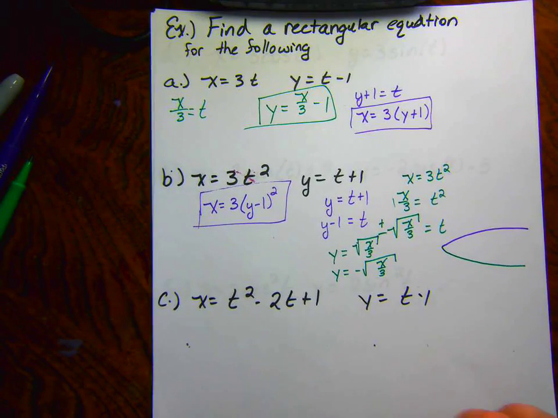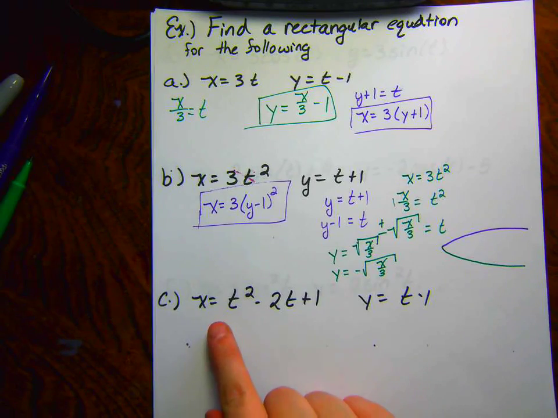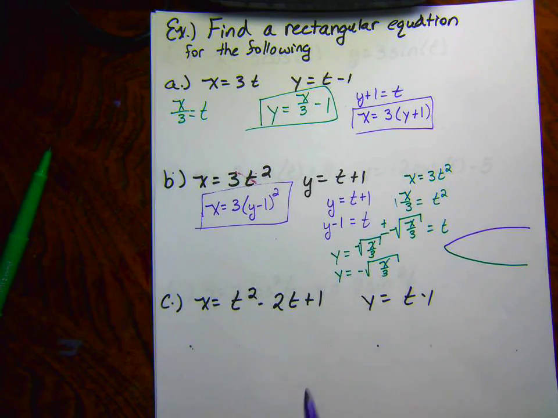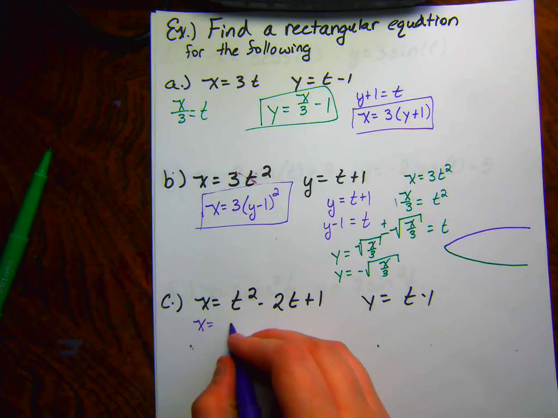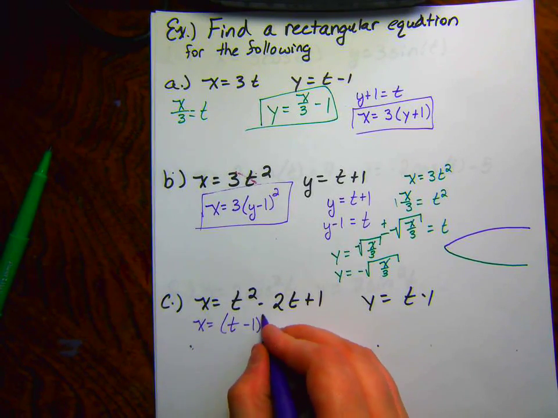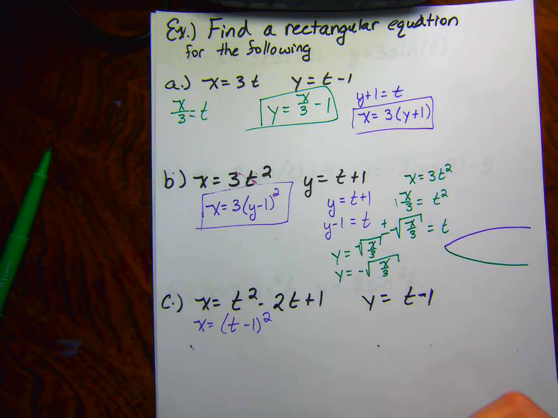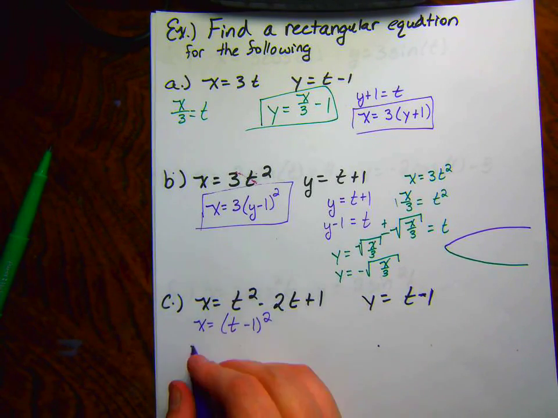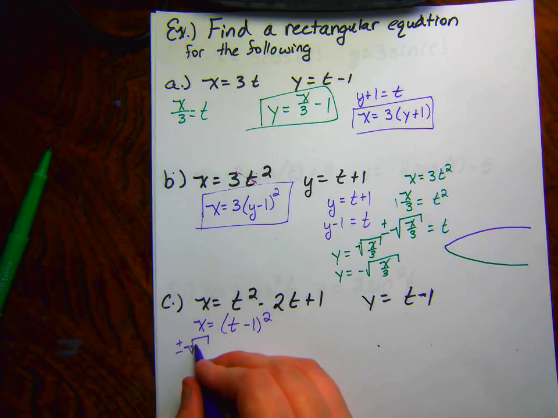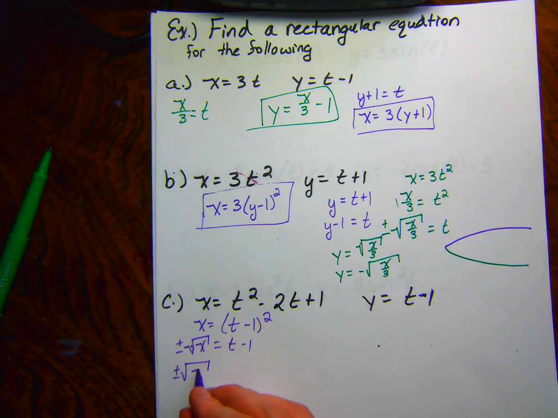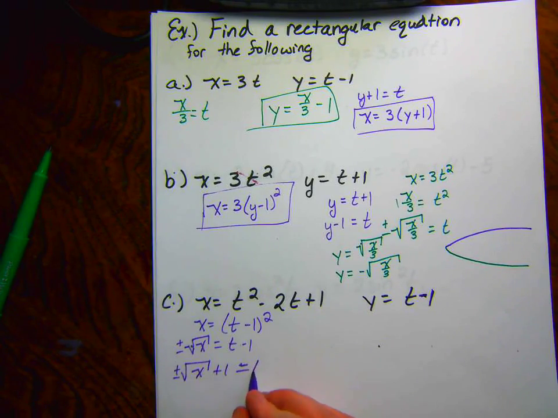So now let's look at this one. Okay, so we have x equals t squared minus 2t plus 1. Alright, so right away I'm going to tell you guys that you can rewrite this as x equals (t minus 1) squared. Here you can't really see very well, but that's y equals t minus 1. Alright, so if I go ahead and solve for x here, then I get plus or minus the square root of x equals t minus 1, so plus or minus the square root of x plus 1 equals t.